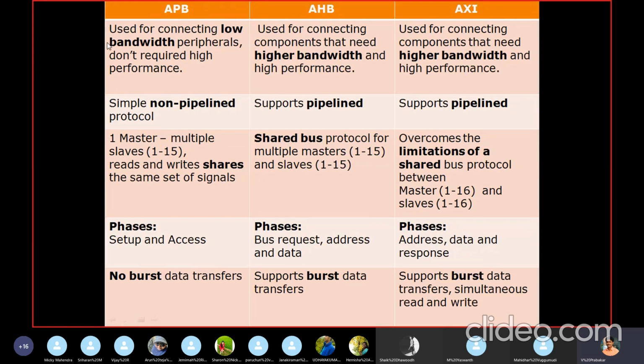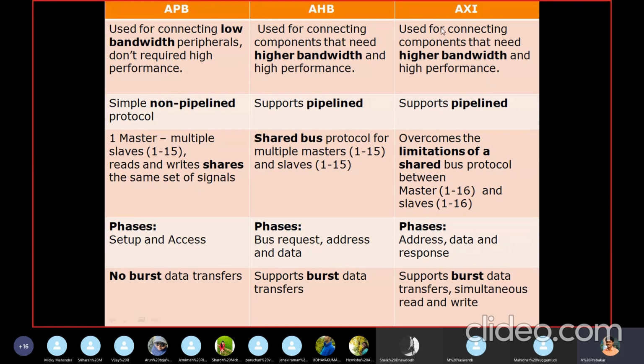These are the few major differences between the protocols. Here I mentioned APB, AHB, and AXI. APB is used for connecting low bandwidth peripherals. It is only applicable for low bandwidth requirements and doesn't require high performance. AHB is used for connecting components that need higher bandwidth and high performance. Where we need higher bandwidth and high performance, we have to use the AHB protocol. That's why we are using the AHB protocol inside the core.